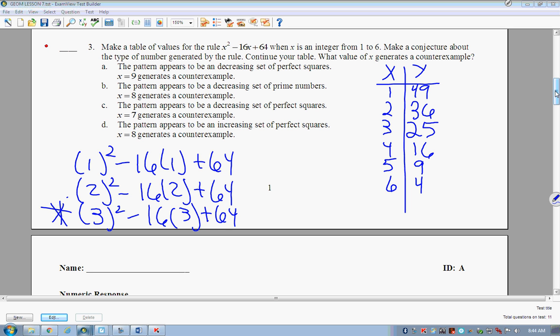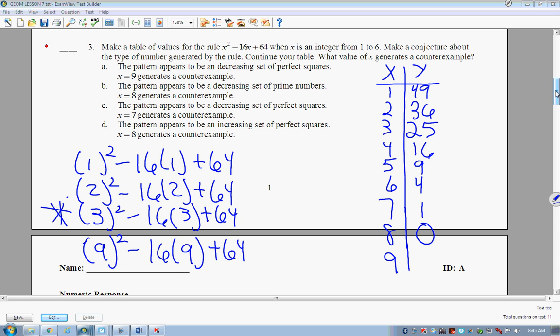So if I went to 7, does anybody know what I would get? 1, right? Because 7 squared is 49, 6 squared is 36, 5 squared is 25, 4 squared is 16, 3 squared is 9, 2 squared is 4, which means 1 squared is 1. What should 8 be? 0. But what about 9? This one I want you to plug in: 9 squared minus 16 times 9 plus 64. What do you get?